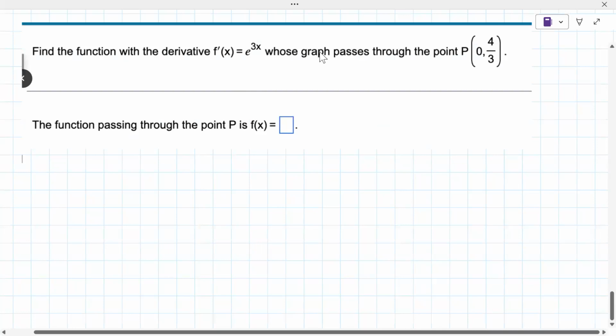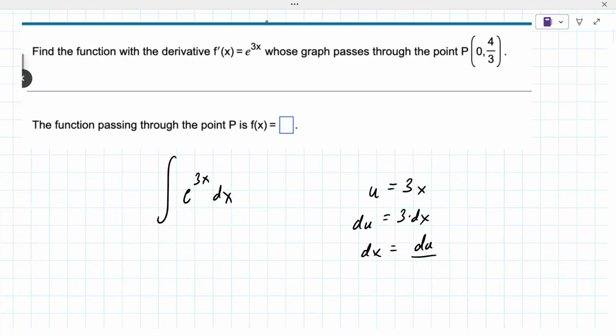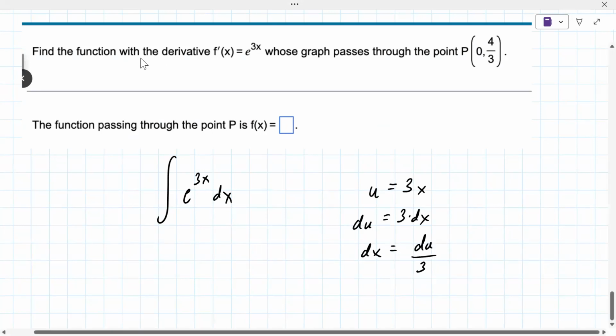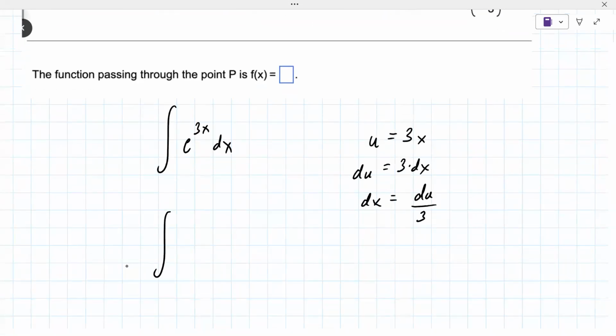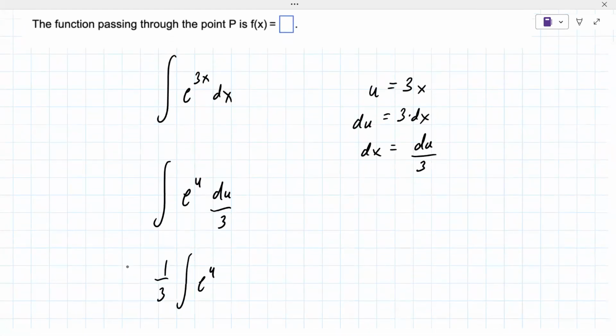Find the function with the derivative whose graph passes through the point. What they're asking you to do is find the antiderivative of this, basically the integral of e to the 3x dx. This is a u substitution problem. You would make u equal 3x, du is 3 times dx, dx is du divided by 3. And so you substitute in: the integral of e to the u du divided by 3, so it ends up being 1/3 the integral of e to the u du.